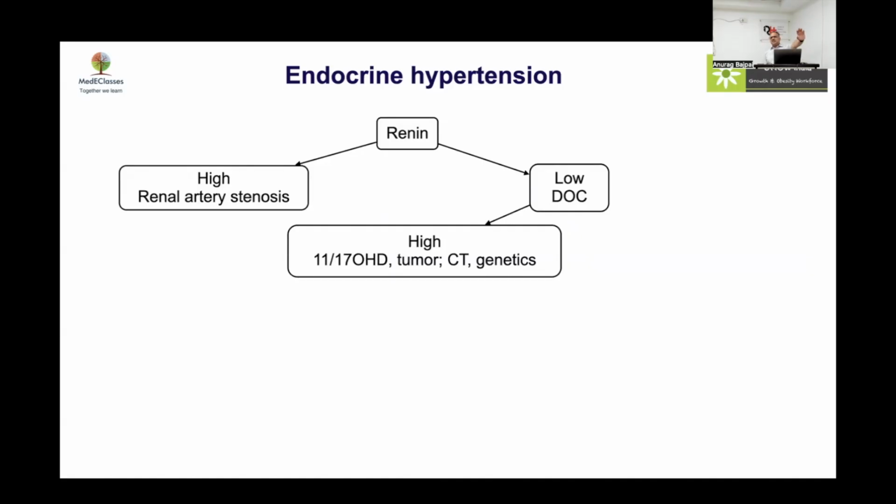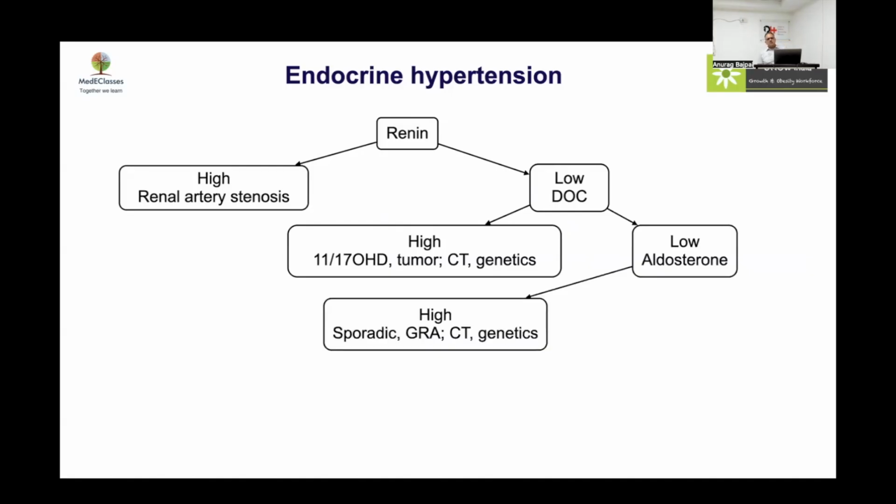You will of course have DSD, you will get the diagnosis there. Otherwise, you can go for rarer causes. If DOC is also low, aldosterone is high, then you're thinking of an aldosterone producing tumor, hyperplasia, or genetics. If aldosterone is low, so low renin, low aldosterone, normal DOC, two major differentials. You have either apparent mineralocorticoid excess or Liddle.